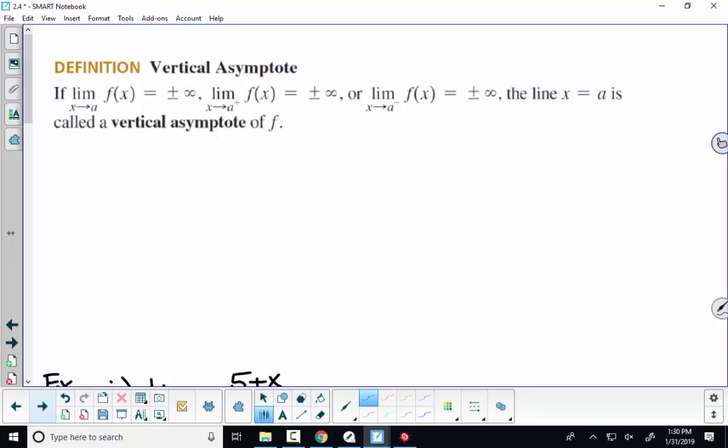If we get a limit that evaluates to infinity, we know there's a vertical asymptote at that value of x we're approaching.